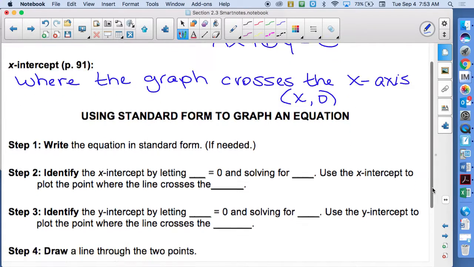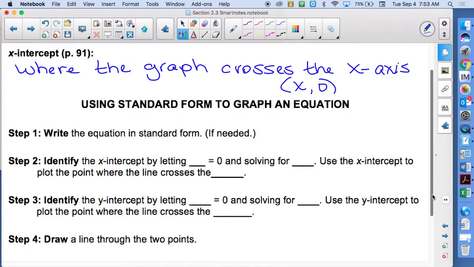So we're also going to graph using standard form because sometimes it's easier if you're given a specific equation. The way the equation looks kind of decides or helps you decide which form you want to graph. So step 1 says write the equation in standard form if needed. I would say if it's not in standard form, don't use standard form. If it says y equals, use slope-intercept form. So based off of the way your equation looks would be how you determine which form you want to use.